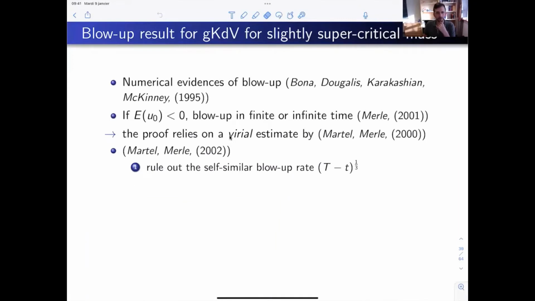Then you have an important result, also by Martel and Merle. So we keep on working on this problem. In a paper in 2002, they did two things. First, they were able to rule out the self-similar blowup rate, which is (t star minus t) to the -1/3.